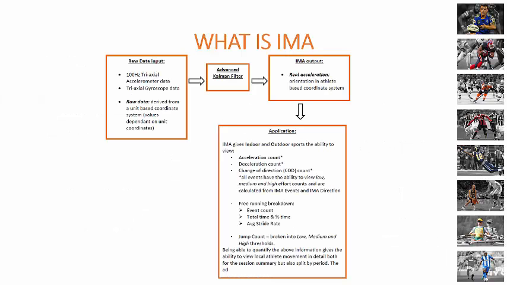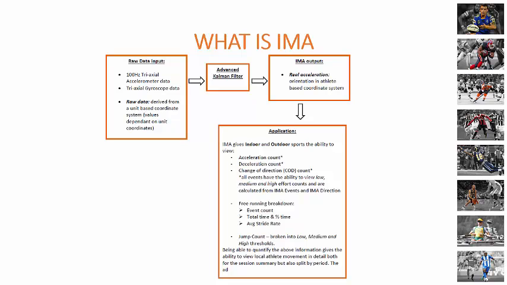So I want to do IMA justice because it's a really complicated algorithm, and I won't spend a ton of time on it, but I just wanted to give respect to our developers who created IMA. What we get is the raw data input, which is the 100 Hertz triaxial accelerometer and triaxial gyroscope data. That gives us a coordinate system, which is then put through the filter, and the real acceleration or change of direction, the orientation of the athlete, is based on the coordinate system coming off the raw data.